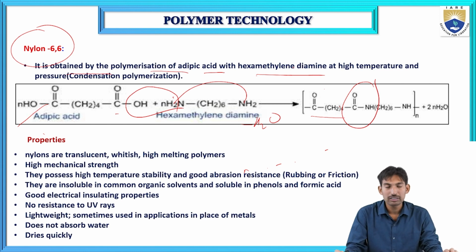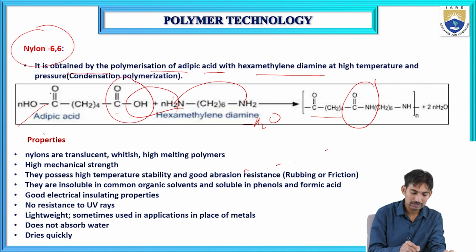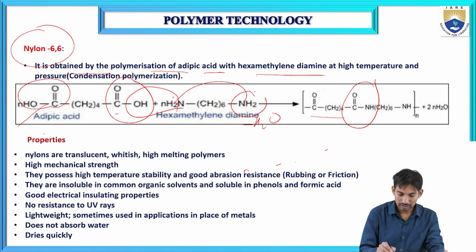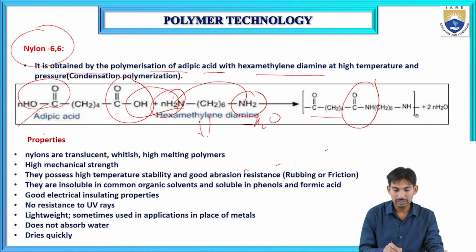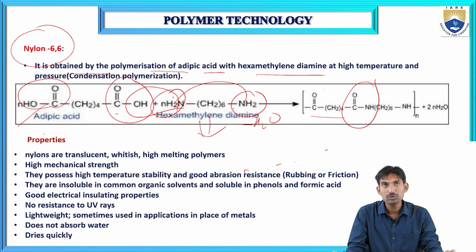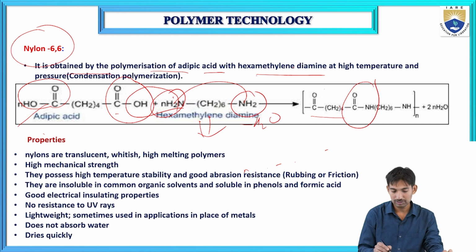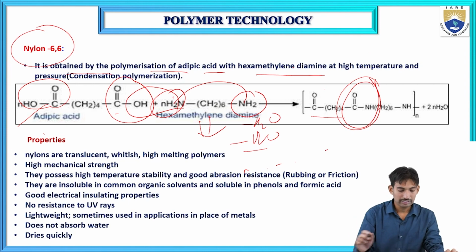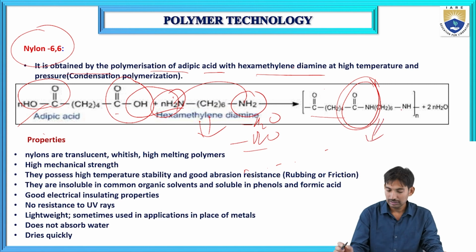Initially there are carboxylic acid groups in the adipic acid monomer, and amine functional groups in hexamethylene diamine. These two monomers undergo condensation polymerization. Water is eliminated and a new functional group forms, that is C=O NH, the amide functional group, in the case of nylon 6,6. This is the structure of nylon 6,6. Here two H2O molecules are eliminated; the byproducts are water molecules.